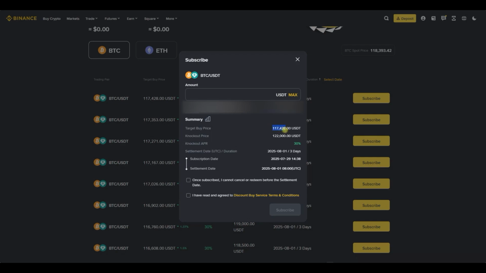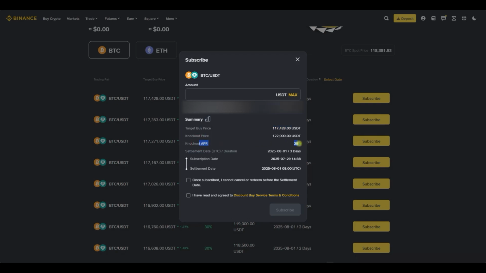Now let's move on to scenario 2. What happens if the price of Bitcoin has rallied and at the moment of expiration it's trading above the specified knockout price? In our example, that would mean anything above $122,000. In this situation, you don't get to purchase any Bitcoin. Instead, your initial principal is returned to you along with the full promised APR, calculated based on a 30% rate in our example, all paid back to you in stablecoin.